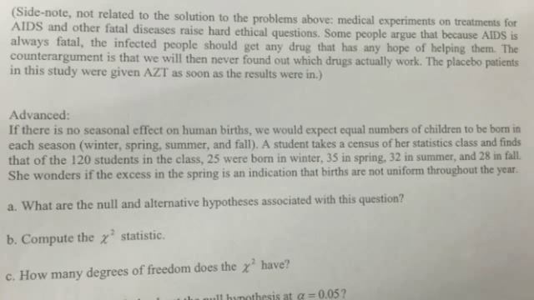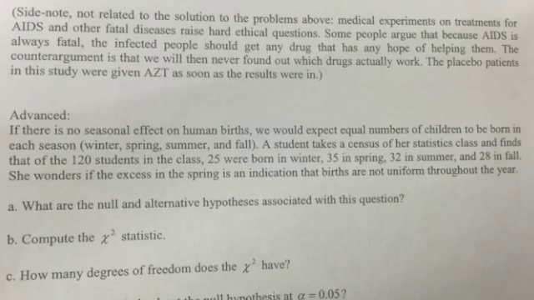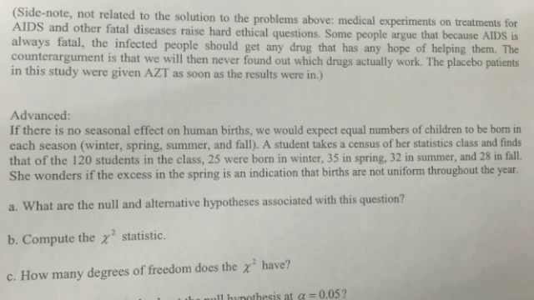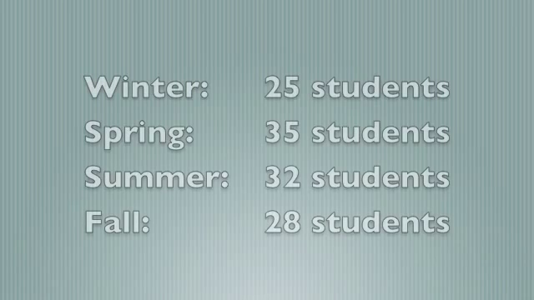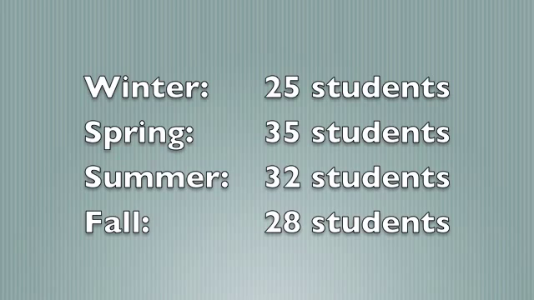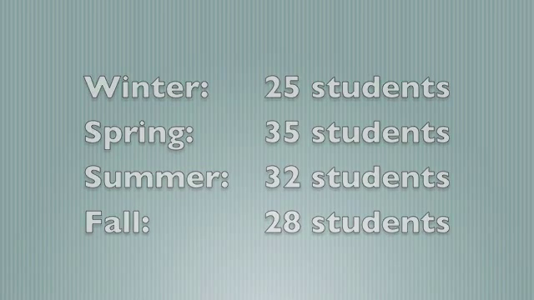A student takes a census of her statistics class and finds that of the 120 students in the class, 25 are born in the winter, 35 in the spring, 32 in the summer, and 28 in the fall. She wonders if the excess in the spring is an indication that births are not uniform throughout the year. In the winter, there were 25 students, in the spring there were 35, in the summer there were 32, and in the fall there were 28 students.